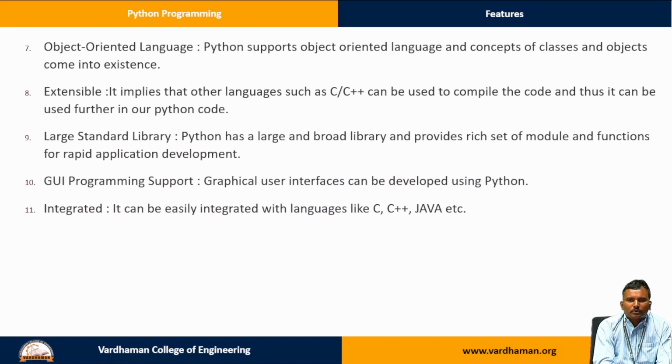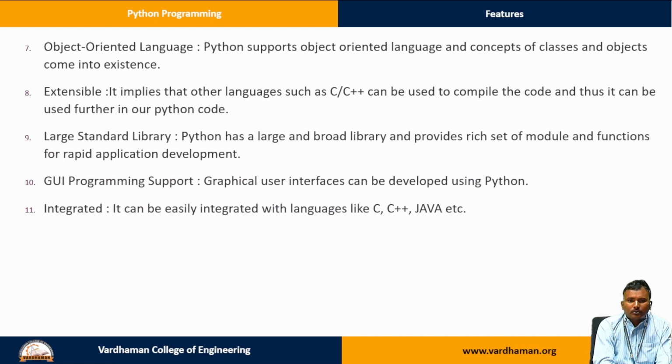And it's an object oriented programming language. Python supports all the major object oriented programming principles. That means you can create classes, you can create objects. Inheritance is possible, abstraction is possible, polymorphism is possible, like that. These things are available in the Python programming language.